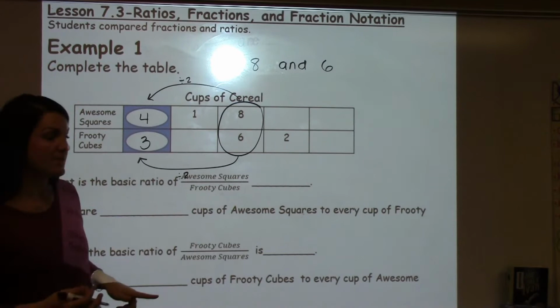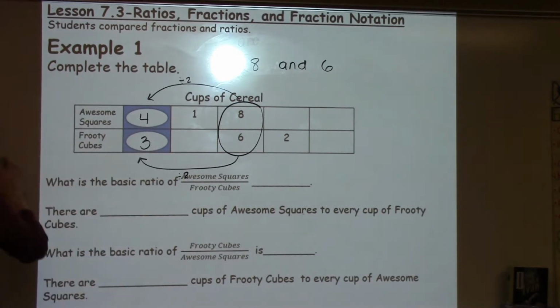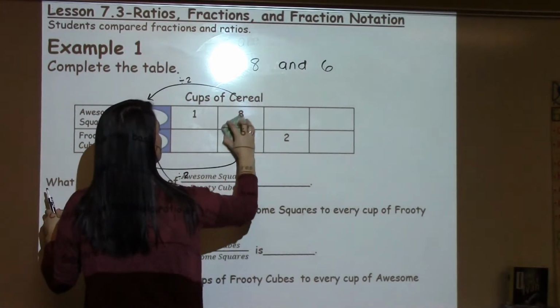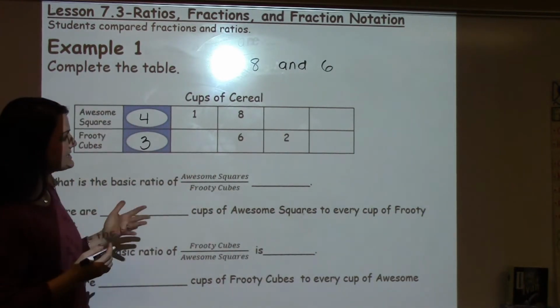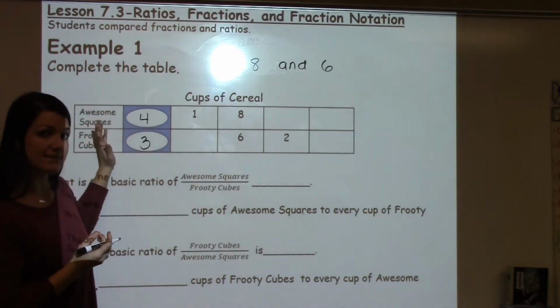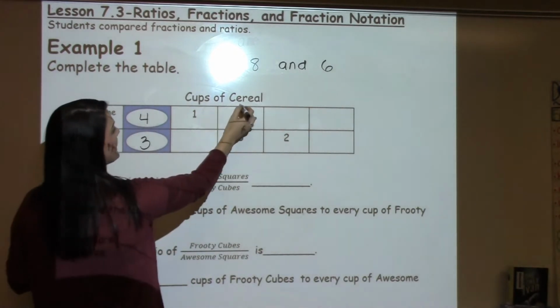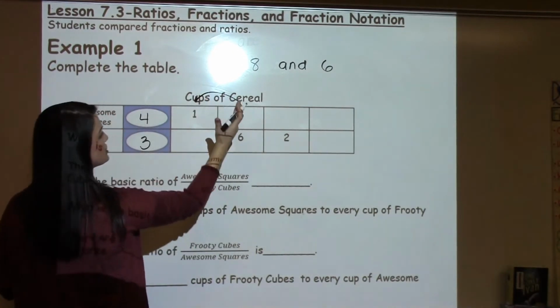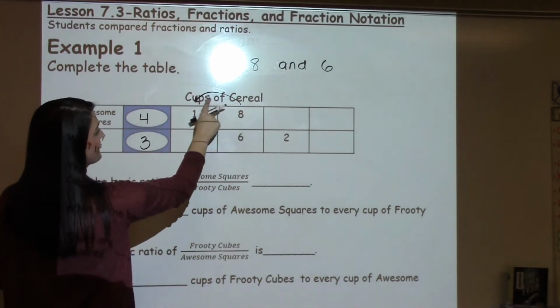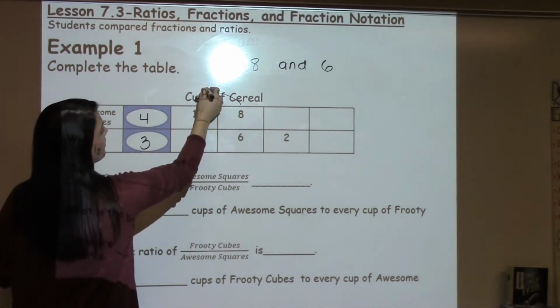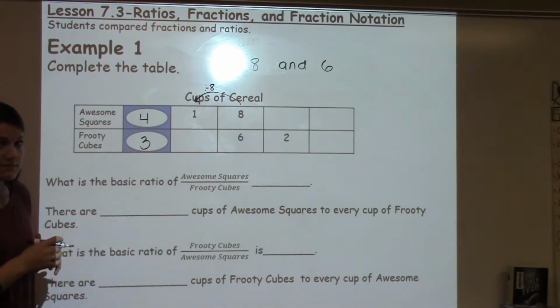So the next step of this table, and I'm going to erase these circles just so we can keep everything organized. So the next part is then filling out the rest of the table based off of this basic ratio. I can move this direction with the table and always be thinking of division. So 8 divided by what gives me 1? Well, 8 divided by 8 gives me 1.